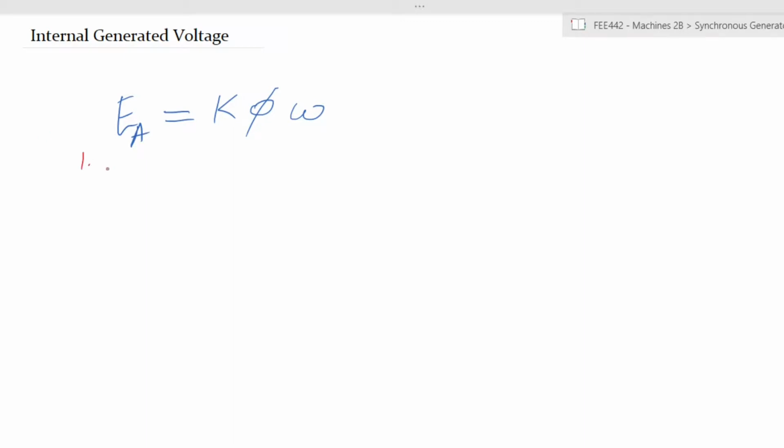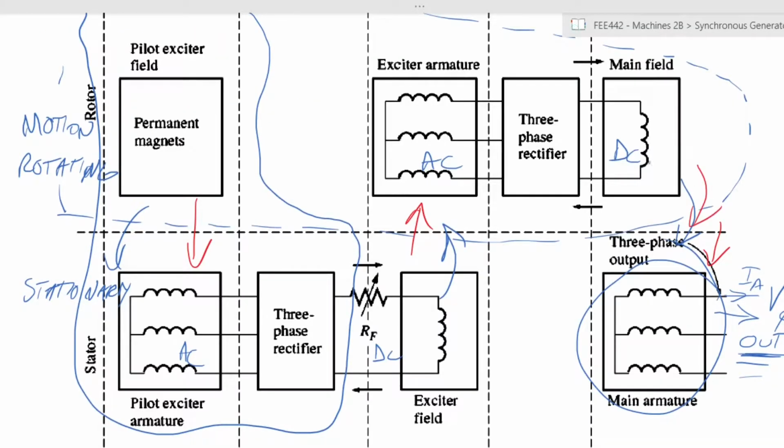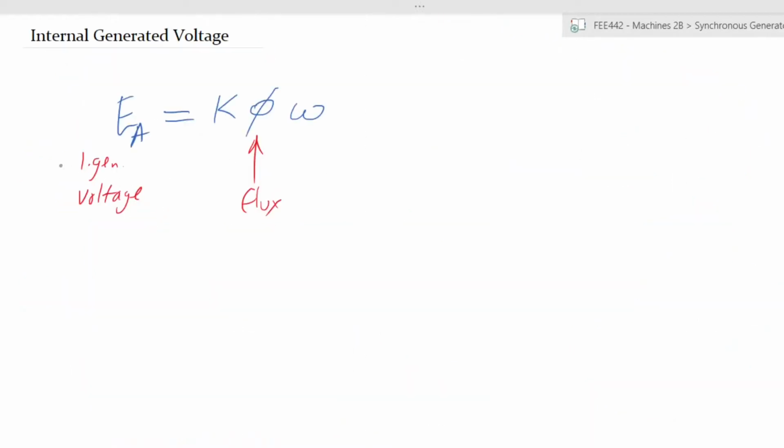So your internal generated voltage depends, first of all, on the flux. That is the magnetic field coming from your field windings. We've talked about the interaction between the two of them. This DC current flowing here, the field current, creates a magnetic field which has a flux called phi. The magnitude of that field determines the magnitude of the voltage that you will get. It is dependent on flux, or magnetic field.